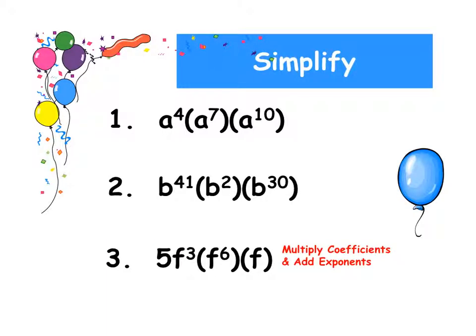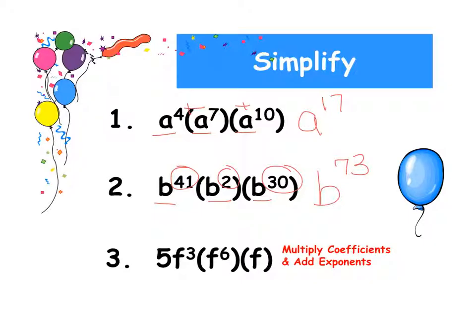I have three terms I'm multiplying together. They all have a base of a. So I rewrite the base and I add my exponents. 4 plus 7 plus 10 gives me a to the 17th. Same thing here. All have the same base. So I rewrite the base and I add my exponents. 41 plus 2 is 43 plus 40 is 73.